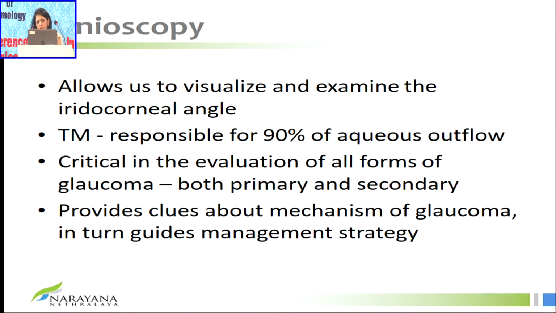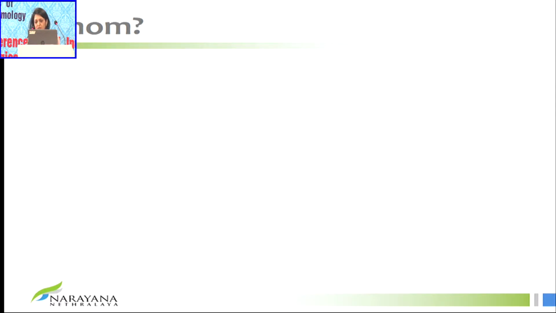Coming to gonioscopy, it allows us to visualize and examine the iridocorneal angle. The trabecular meshwork, we know, lies in the angle, and it is responsible for 90% of the aqueous outflow. So it's critical for us to evaluate this area in all forms of glaucoma, both primary as well as secondary. It provides clues about the mechanism of glaucoma, which in turn guides management strategies.